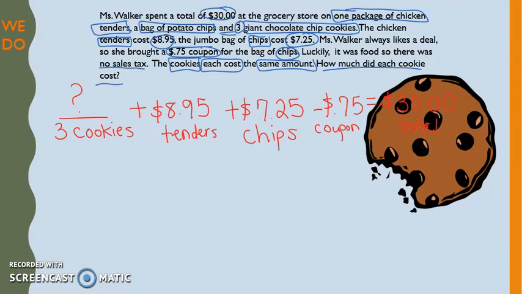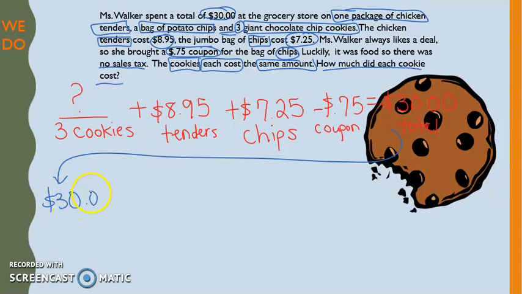So now let's go ahead and do our little flow chart, and let's talk about the inverse operations and working backwards. When we work backwards, remember we're going to start with the total, which is the $30. And if we're working backwards, we're going to add in the coupon. Remember, we're using the inverse operation. We were subtracting the coupon, now we are adding. And the inverse operation of adding the chips is to subtract $7.25.